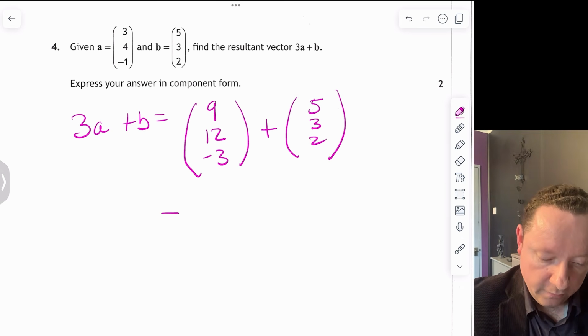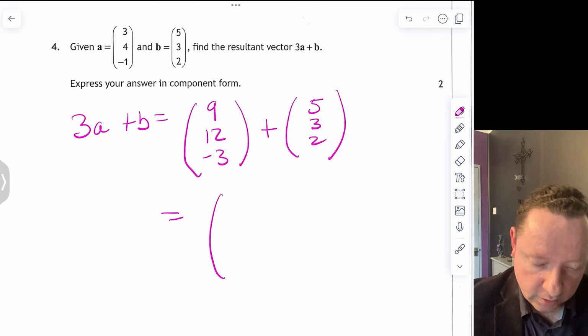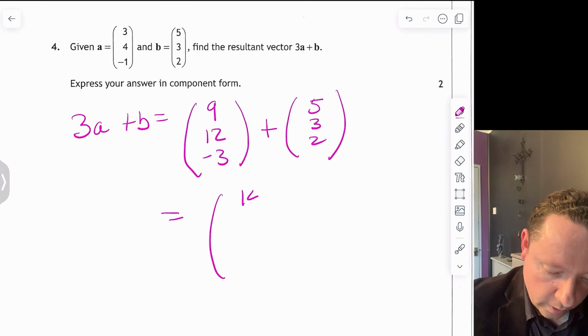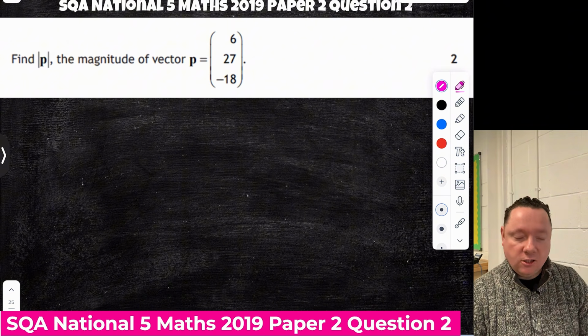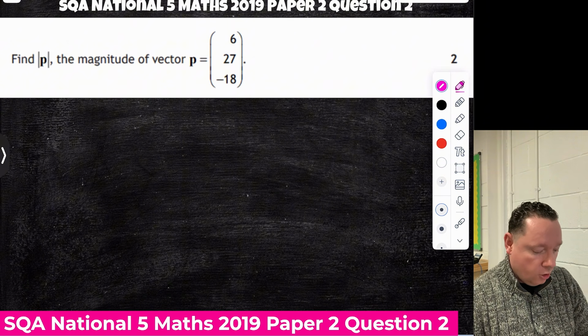So being careful, 9 plus 5 is 14. 12 plus 3 is 15. And minus 3 plus 2 is minus 1. And we're done there. SQA National 5 Maths 2019, Paper 2, Question 2.